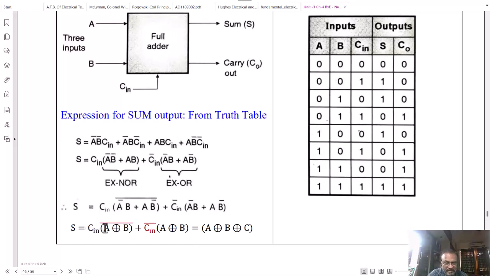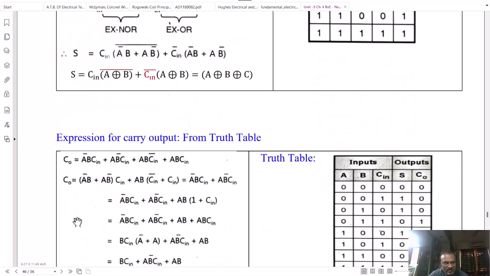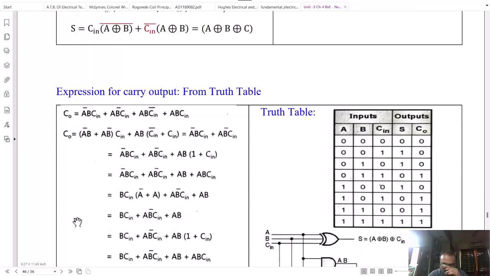Now if you see this expression, consider C in as one variable and the bracket as a second variable. So it is exclusive OR operation of C in exclusive OR with A exclusive OR B. So ultimately, when 3 inputs are exclusive OR, you are getting sum.